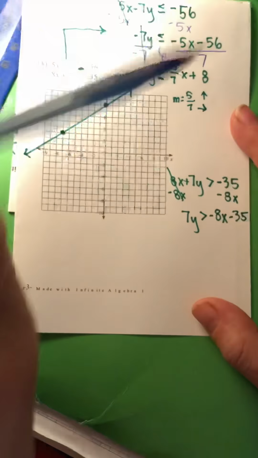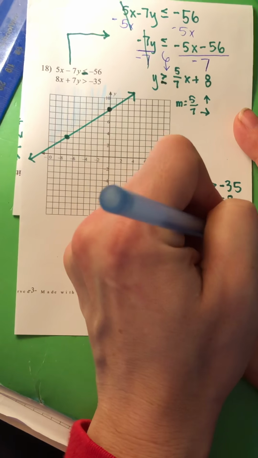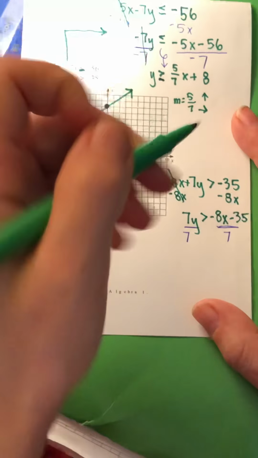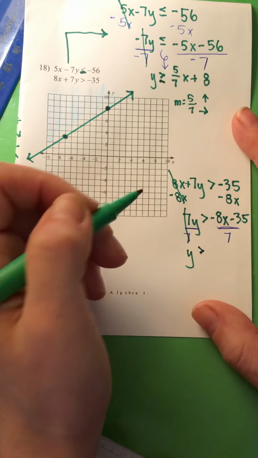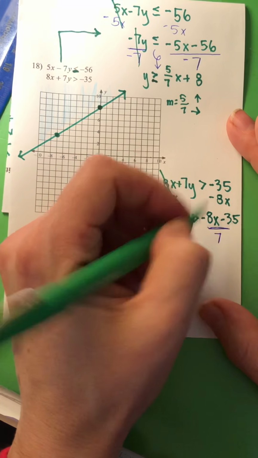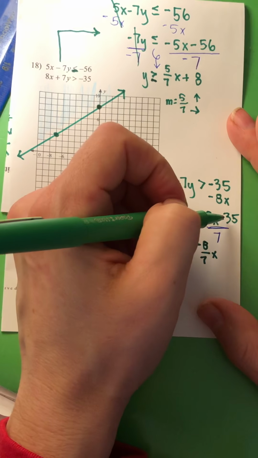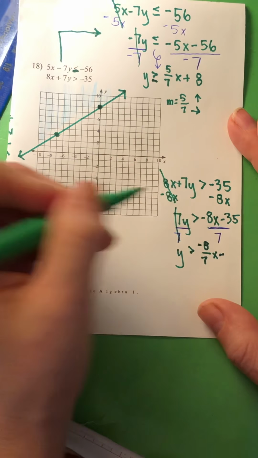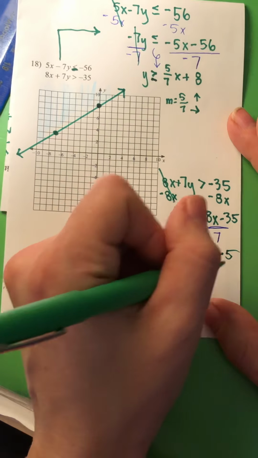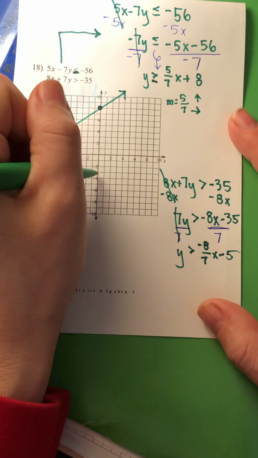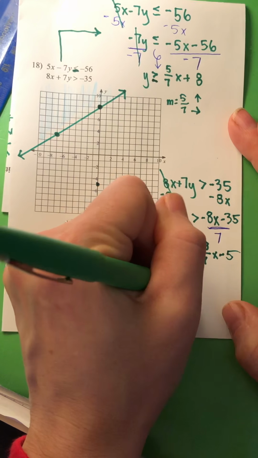All right, divide both sides by 7 to undo that 7 and make a 1 on that side. So it's 1y, but we just say y is greater than. And then a negative divided by a positive is still a negative. I leave that as a fraction. And then negative divided by a positive is still a negative. And 35 divided by 7 is 5. Okay, my b is a negative 5. And my slope is negative 8 sevenths.